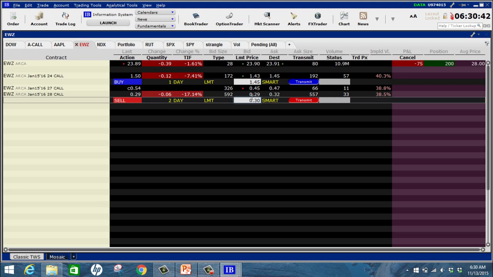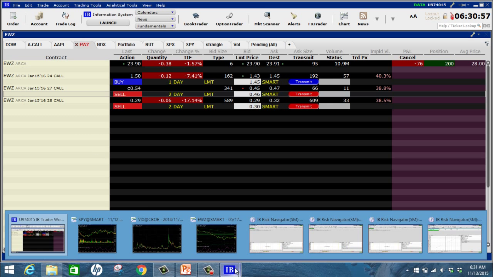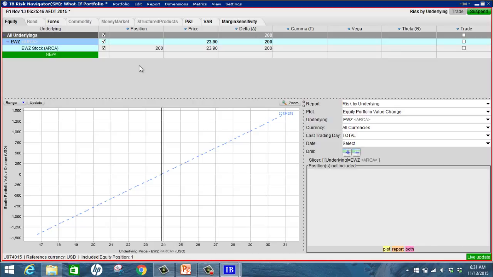What we could potentially do is go into the $27 call. We'd bring in about $90 for that one, so the net trade would cost us only about 50. So those are my options at the moment. What I'll do is go to the Risk Navigator and take a look at the position. So here is my stock position.